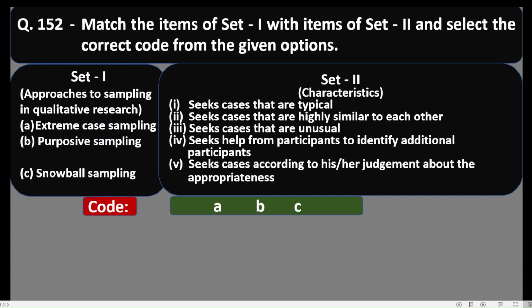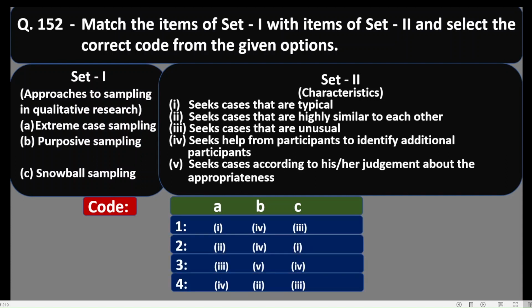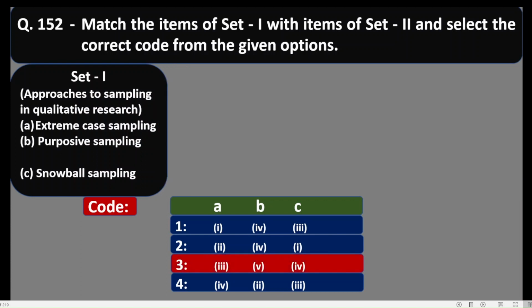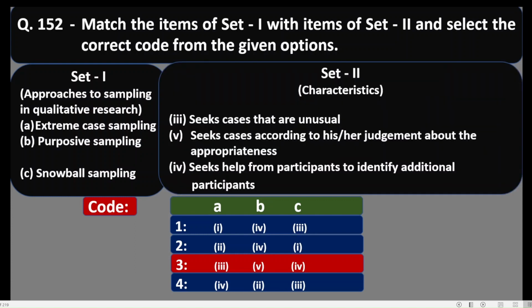Let us see the options. A, B, C are given, and their pairs are given in 4 options. We have seen option number 3 is correct, with A number 3, with B number 5, and with C number 4. Now, extreme case sampling, cases that are unusual. Set 1 B, purposive sampling, cases according to his/her judgment about the appropriateness. And C in set 1, snowball sampling, help from participants to identify additional participants.